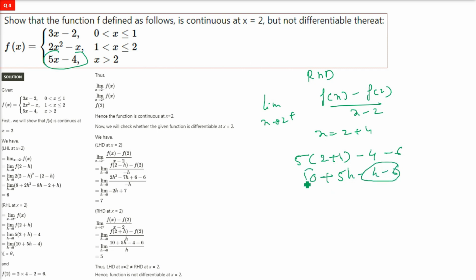Negative 10, 10 cancels. You have 5h. And in the denominator, what do you get? X you have to replace by 2 plus h. So 2 plus h minus 2. This 2 gets cancelled. H it is. H gets cancelled. You have a 5.